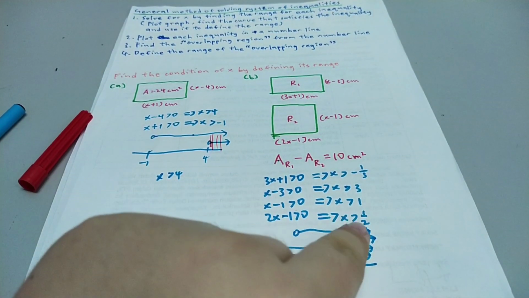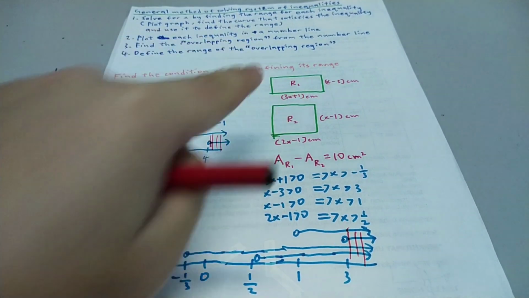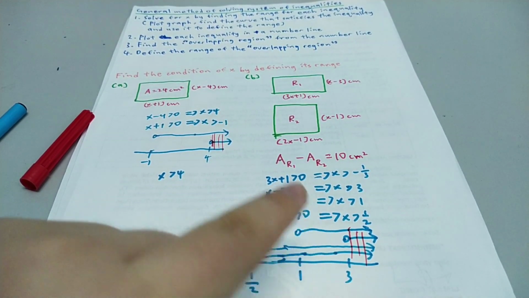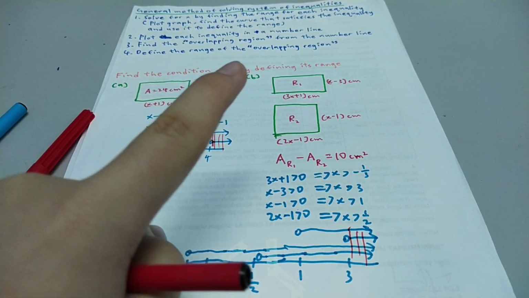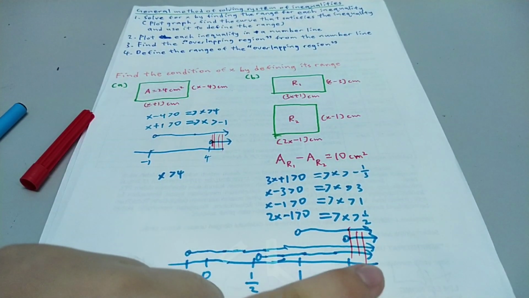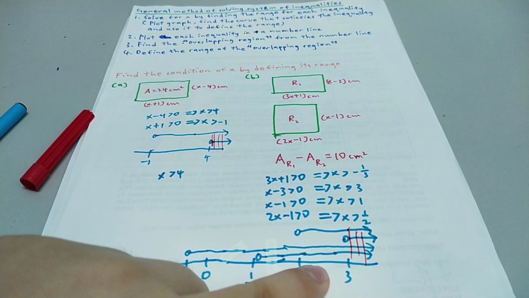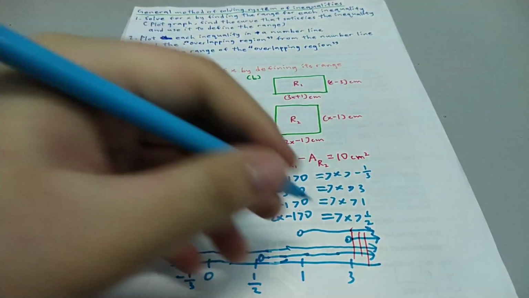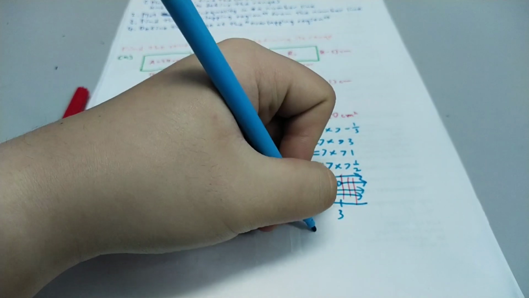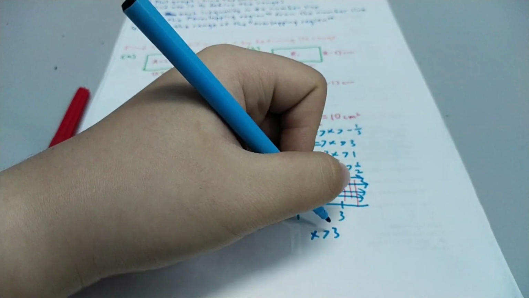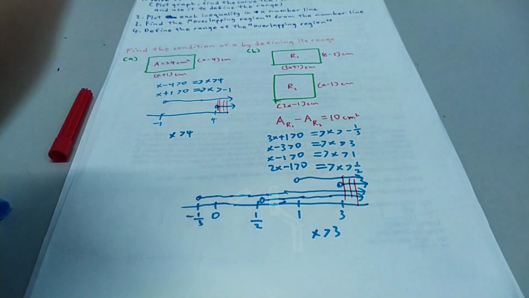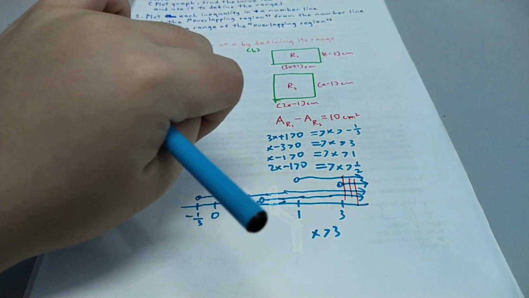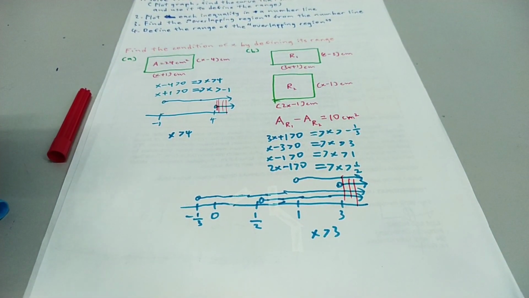So then we already know where the overlapping region is. So our last step is to define the range of the overlapping region. So how do we define it? Only x bigger than 3. So our final answer is x must be bigger than 3. If x is bigger than 3, then these 4 lengths are positive at the same time.